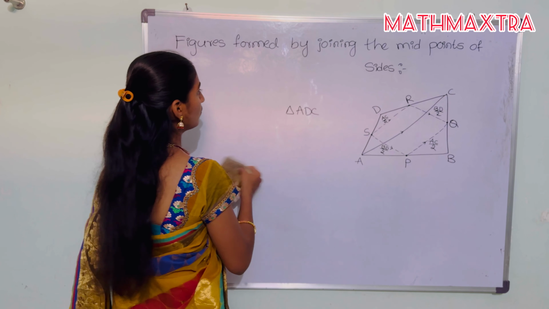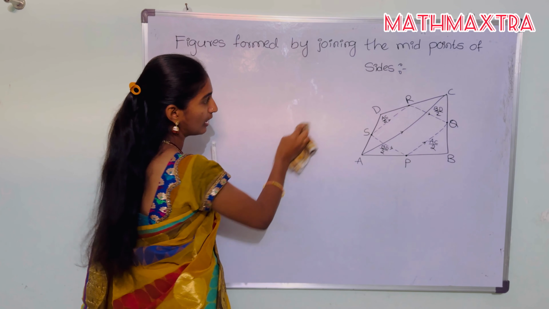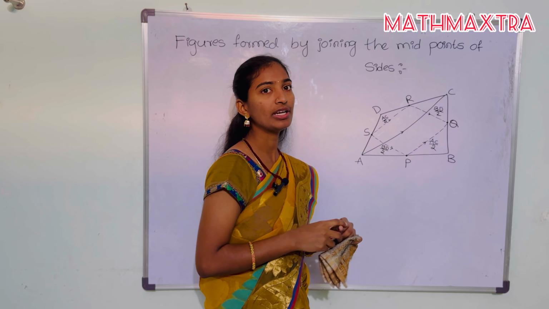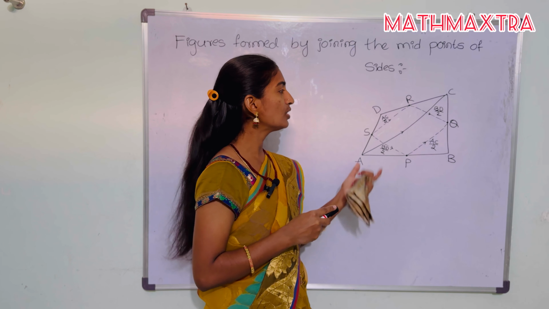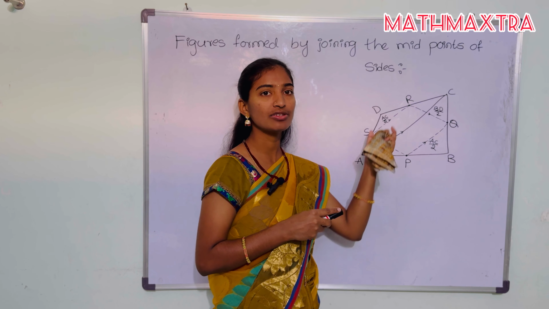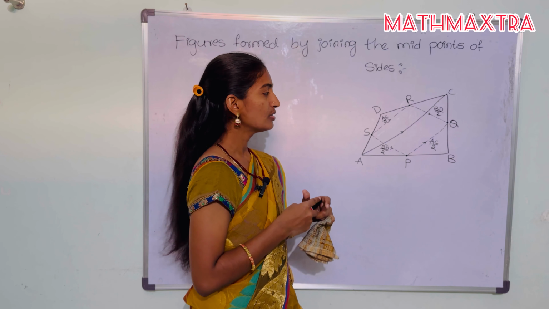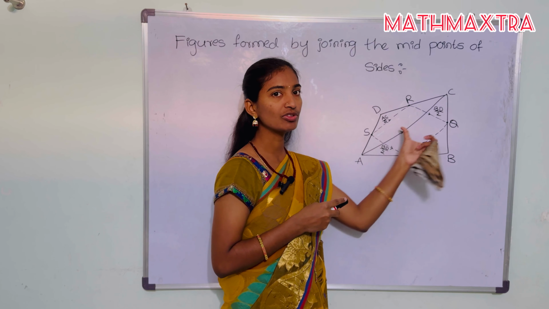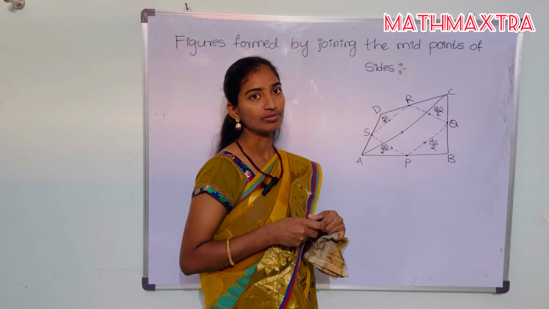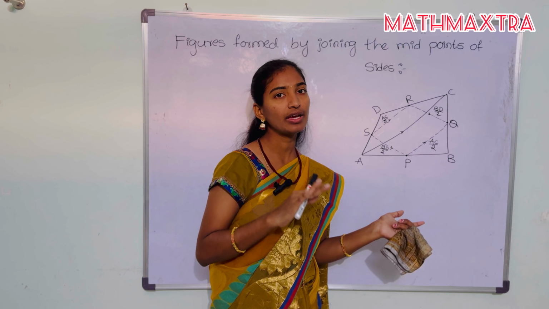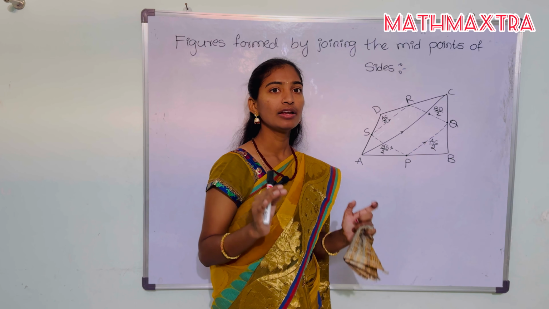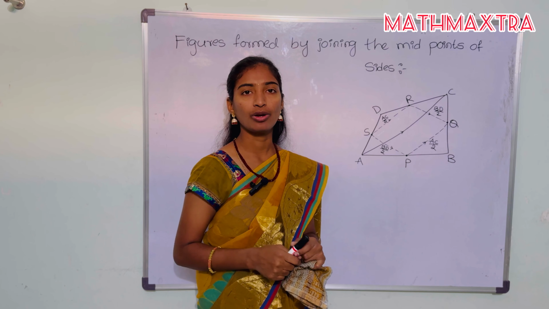So, if you join the midpoints of any random quadrilateral we are considering, the midpoints of the sides of that quadrilateral, what have we got? We have got a parallelogram. So if you join the midpoints of the sides of a quadrilateral, we will always get a parallelogram.